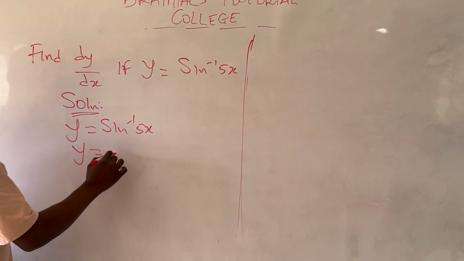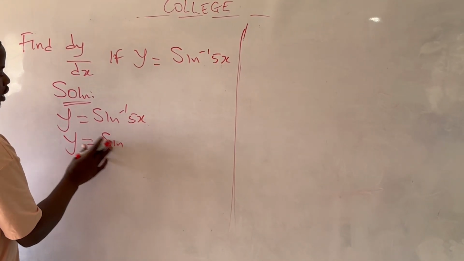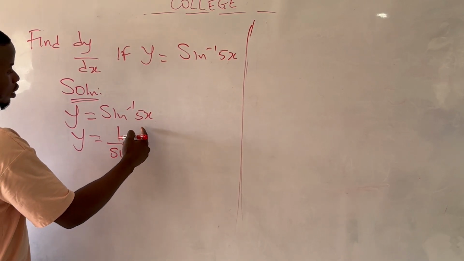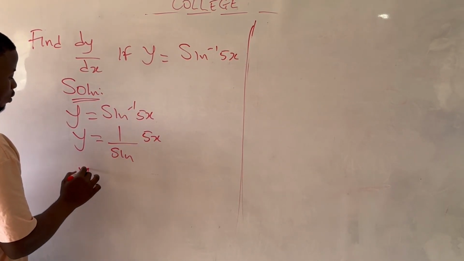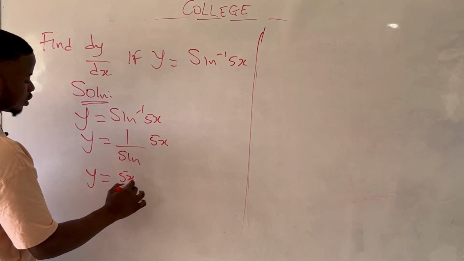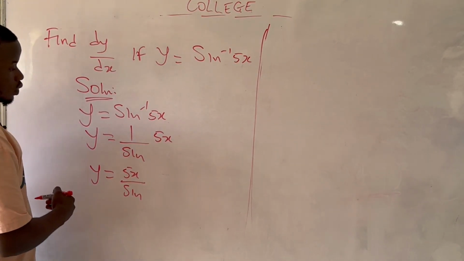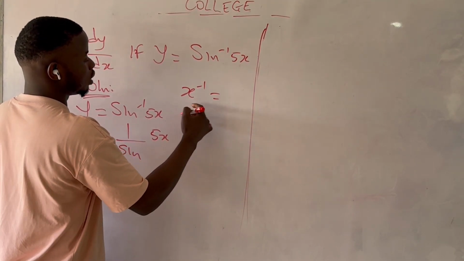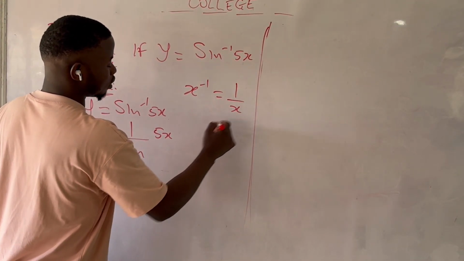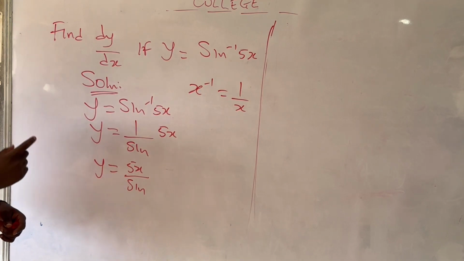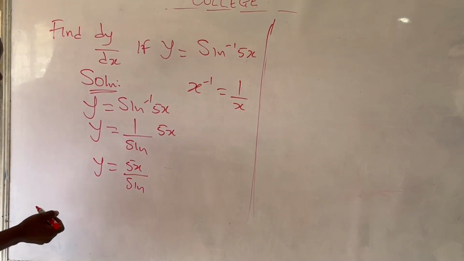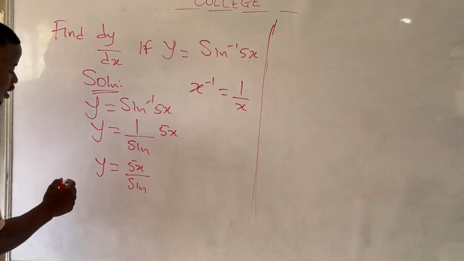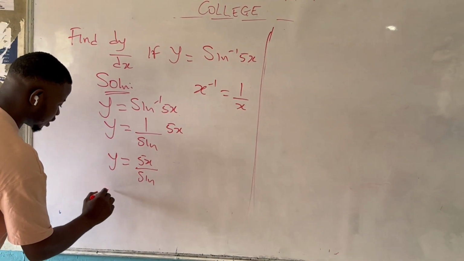We can write the question as 1 over sine, that's the inverse, then here we have 5x. So we can also write it as 5x over sine. Just like the inverse of a function, when you have x raised to the power minus 1, it's 1 over x, and when you have x raised to the power minus 2, it's 1 over x squared. So now from here, we have y equals 5x over sine. Then we can cross multiply.